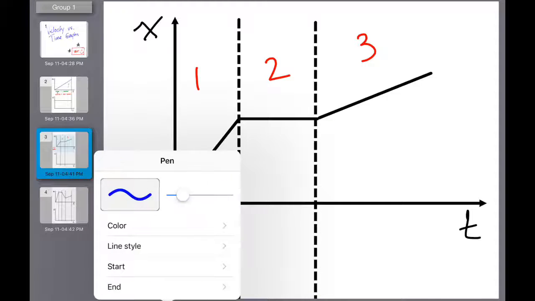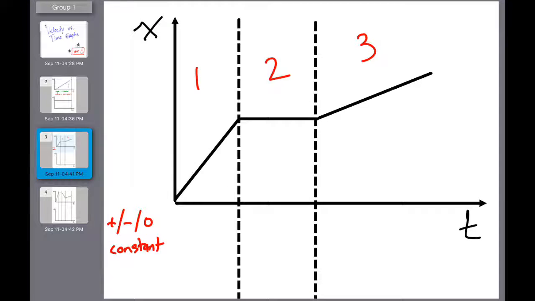So let's look at section 1 here. In section 1, that slope is positive, because it's moving in the positive direction. And yes, it's constant.